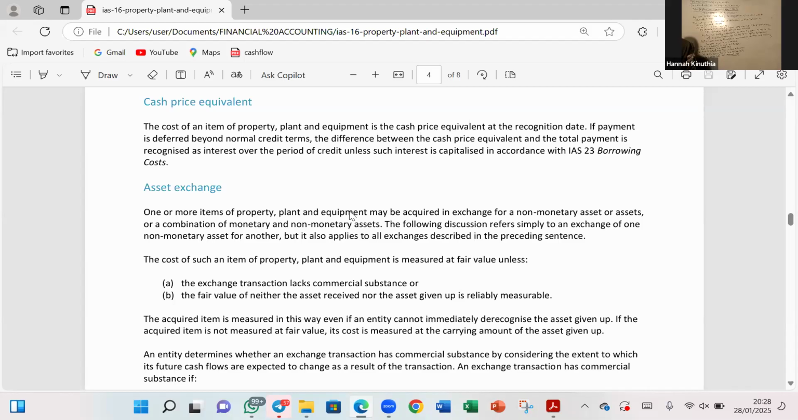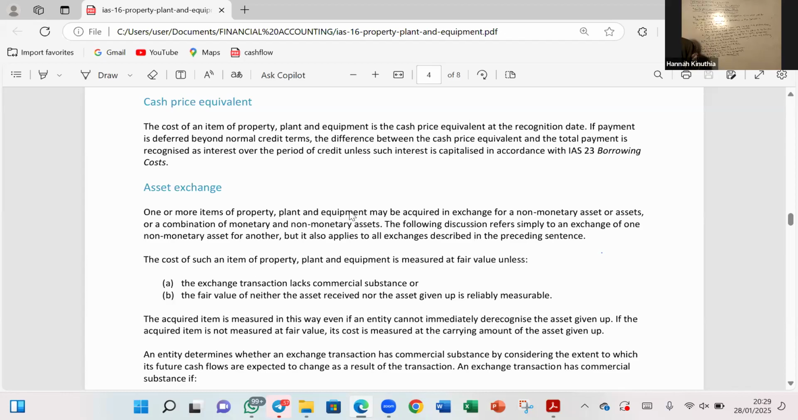So when we talk about the cash price equivalent, we are talking about the cost of that item during the recognition date, or during the time of acquisition. So remember, we explained what a cost is, and the cost we said refers to the cash and the cash equivalents of the PPE at the date of acquisition of that asset, or at the date of construction of that asset. That is the same thing here. It is the cost, or the cash price equivalent as at the date of recognition. That's what you need to know.